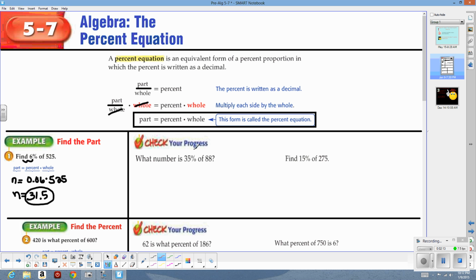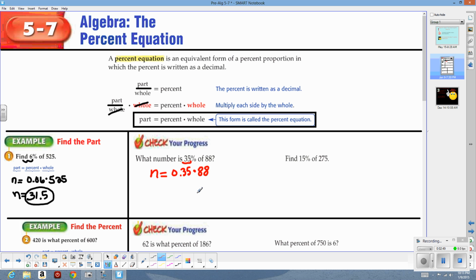What number is 35% of 88? So what number, we're looking for the part again, is, that word is the equal sign, 35% of 88. The 35% we're going to write as a decimal by moving it 2 places to the left. 35% is 0.35. And then of 88, that's our whole, so multiply it by 88. You can also think of the word of as multiply.